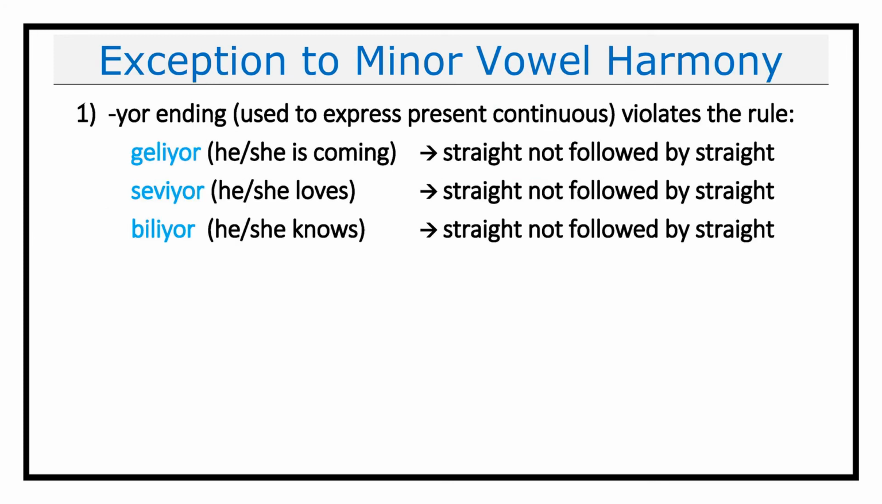Now, similar to the major vowel harmony, minor vowel harmony also has an exception, and that is the ending yor, which makes the verb a present continuous verb. This ending violates the minor vowel harmony. In all of the examples below, we see that a straight vowel is not followed by a straight vowel. That's basically it about the vowel harmony rules. Let's practice the rules on some examples.